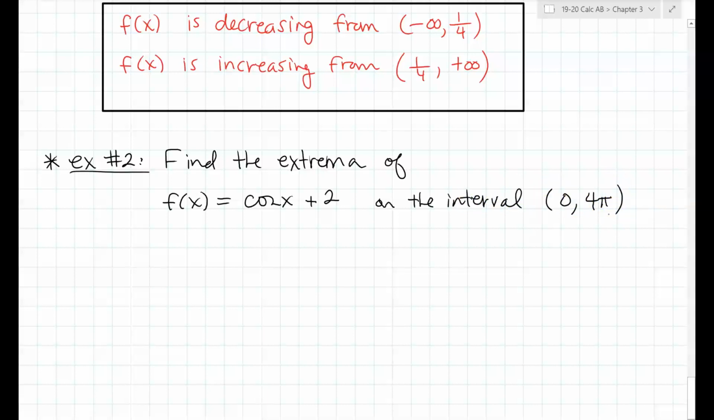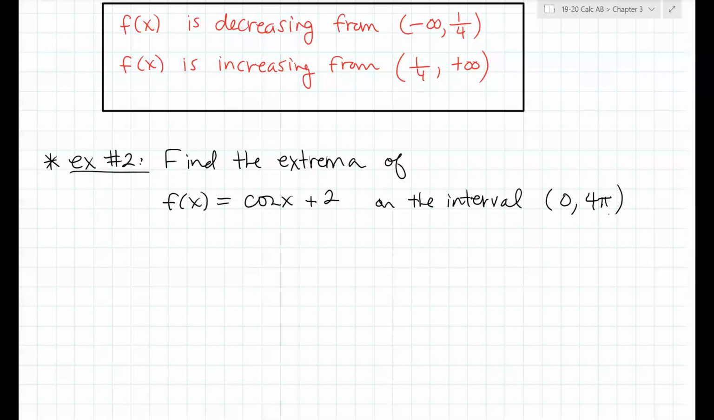Now I want to take particular notice of the interval. Normally when you do extrema, if your interval is closed off, then you're supposed to check your endpoints, right? But my extrema is excluding 0 and 4 pi, so that means I don't have to check my endpoints.